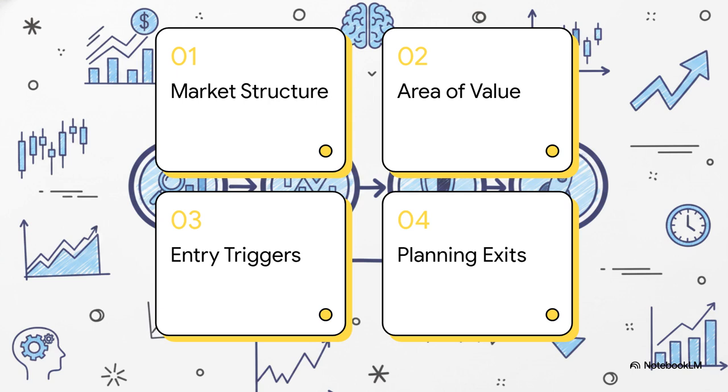So here is the 4-step MAE trading blueprint we'll be using. Step 1, market structure. Step 2, area of value. Step 3, entry triggers. And step 4, planning exits.